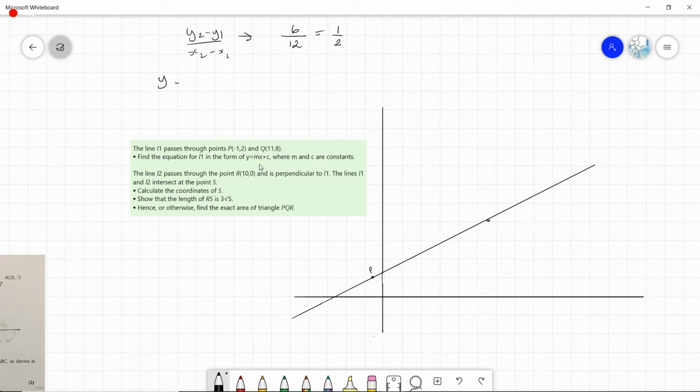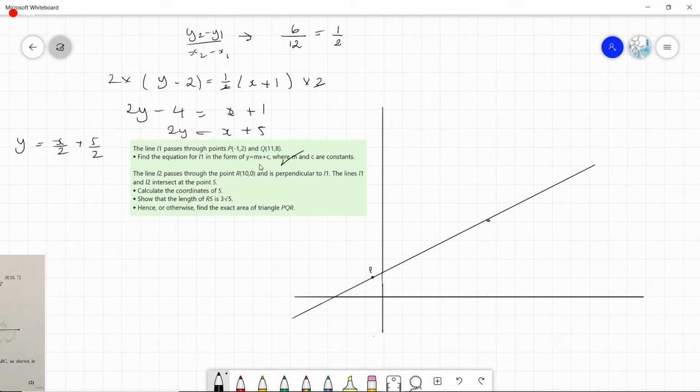Now applying y minus y1, so y minus 2 is equal to a half, open bracket, x plus 1. Timesing 2 on both sides will remove the fraction and produce a perfect answer. So 2y minus 4 is equal to x plus 1. Finally, we need it in the form y equals mx plus c. So 2y is equal to x plus 5. Therefore, my answer would be y equals x over 2 plus 5 over 2. That is the answer to the first one, and we can continue.